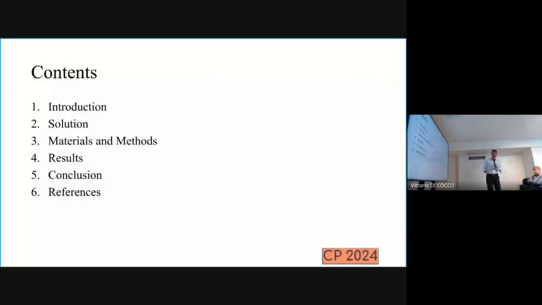In the context of the presentation, I'm going to talk first a little bit about the introduction, the motivation for the work, the proposed solution, the method, the materials and methods, the data we use to test the method, some results, conclusion, and references.